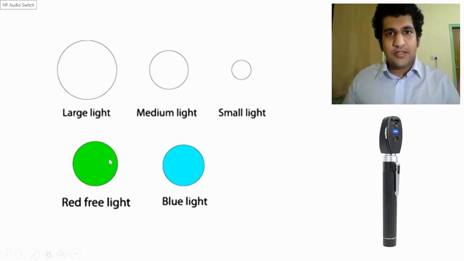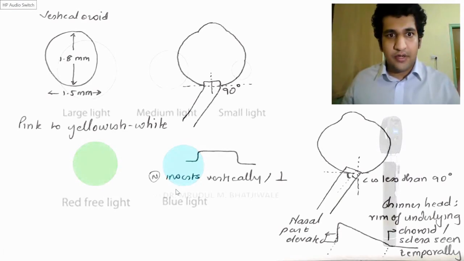Red free light is to see blood vessels. You can remember that. For blood vessels and hemorrhages, you use a red free light. Don't worry about the blue light right now.